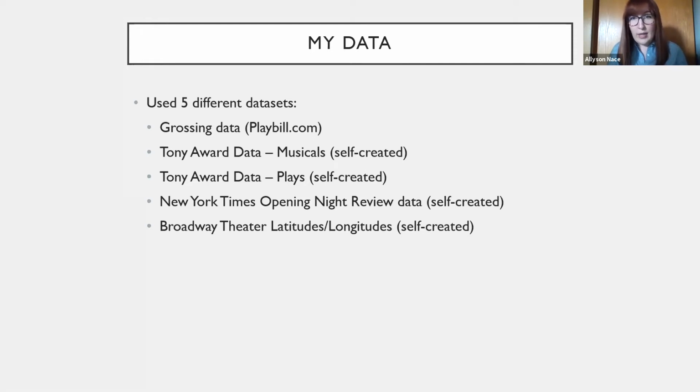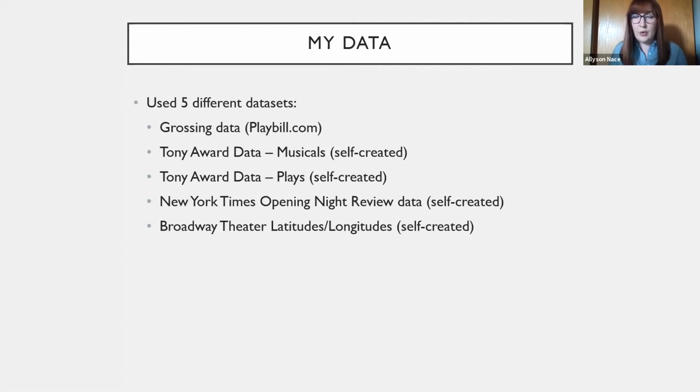I chose to go back to the year 1997. That is the year that The Lion King came out. The Lion King is the highest grossing show in Broadway history, and it has run since 1997. So that is the year I decided to go back to for all of my Tony data for musicals and plays, as well as my opening night review data. My New York Times opening night review data is also self-created. That I was able to scrape from the New York Times website with a short program.